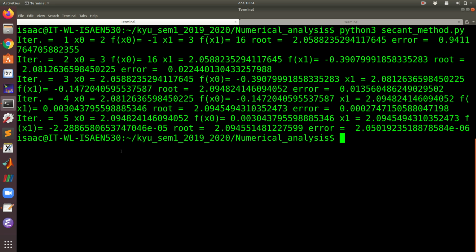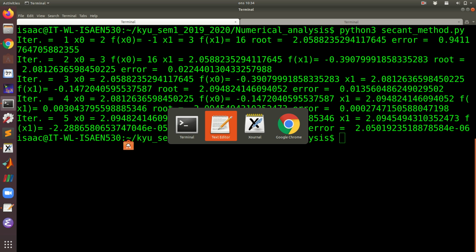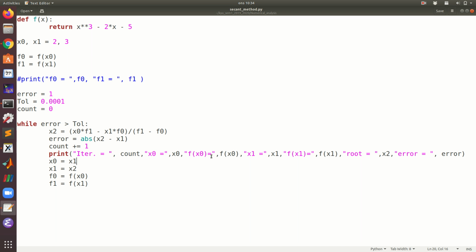So maybe if this is not that neat, you can always go in the program here and just change it. Maybe if you want to remove some of these things, maybe do we need a count? Let's see, we need X0. No, let us just display maybe the iteration number and then the root and the error. Perhaps that will be enough if that's okay.